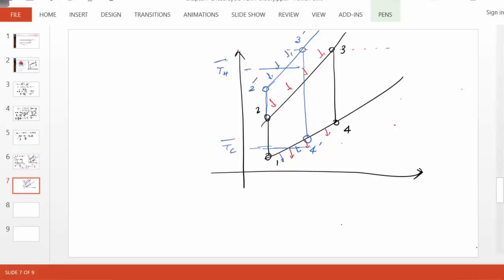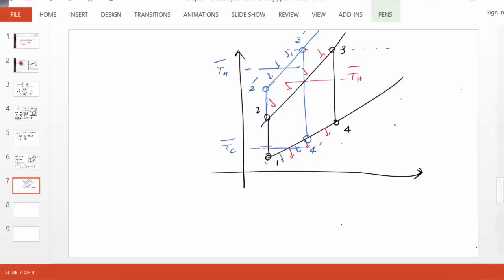Does it make sense? What about the red cycle? In the red cycle, the heat addition takes place between 2 and 3. Notice 3 is the same, whereas 2 is much lower than 2 prime. So on the average, the temperature of heat addition will be something a little bit lower.